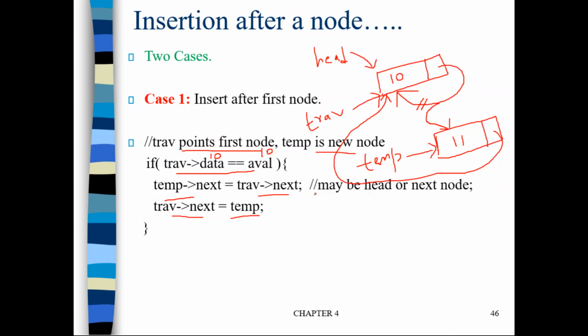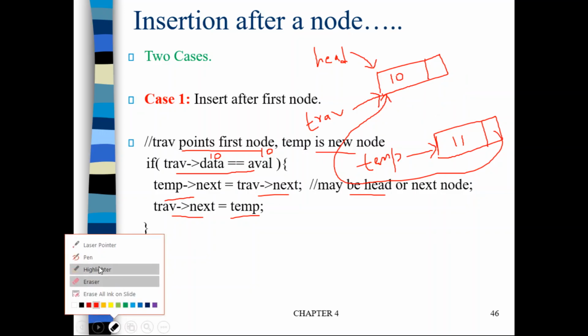You may ask why we are doing it like this. See, there is no guarantee whether this is the only node in the list. Assume there is already another node in the linked list.